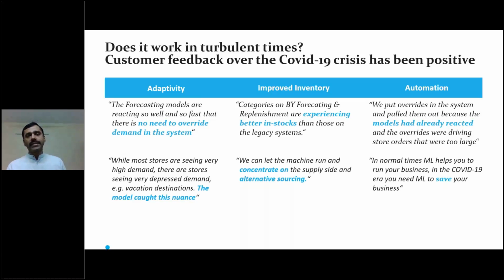Right? So these are some. So the question basically answers the question of whether this works in a turbulent situation or in such a large scale disruption. It does. I mean, that's what we have seen.